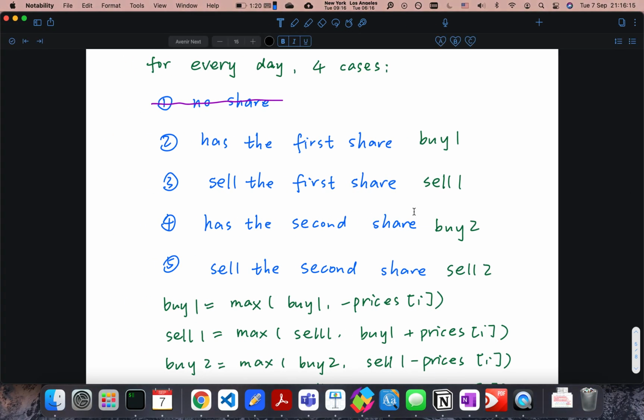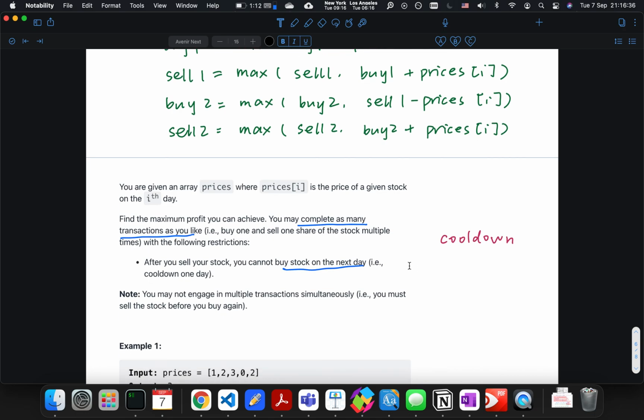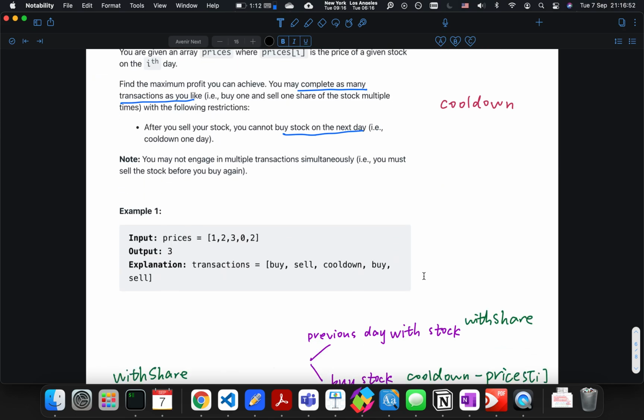Okay, we have 2 questions left. This is a cooldown. I think you can think by yourself. How many states can we be in on a single day? 3, right? One state is that we have a share, or we are in this cooldown stage, or we don't have a share because we sell it today. So we just update accordingly.